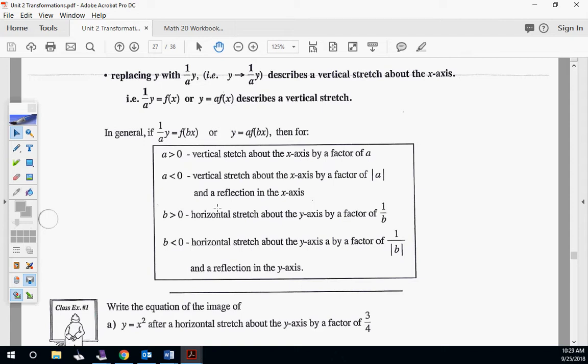Horizontal stretch, again, it's 1 over B. So horizontal stretch has that weird thing where you have to flip it. This horizontal stretch is flipped. So if you see on this B right here, if you see a 3, it's 1/3, right? You're doing 1/3, so it's going to get tighter. If you see 1/3, it's going to get wider in terms of stretching out the horizontal.